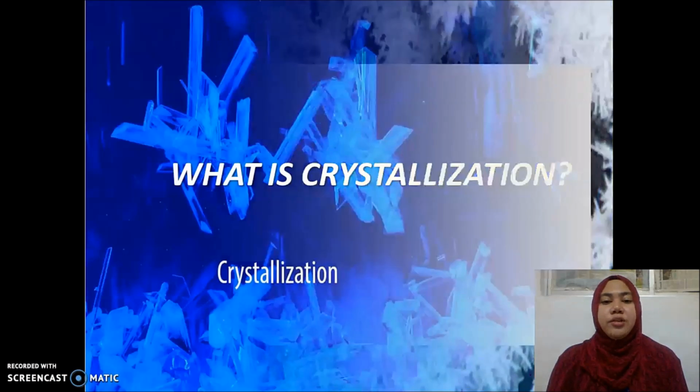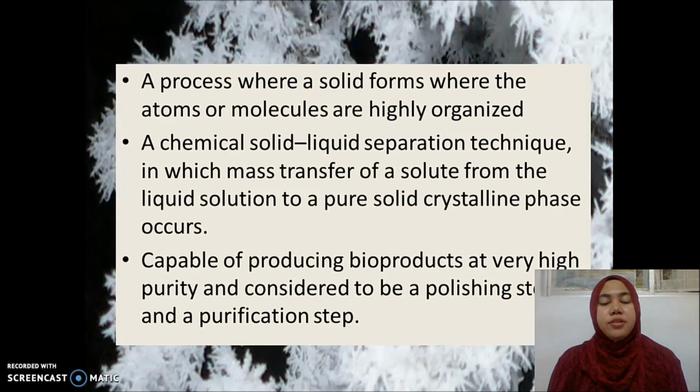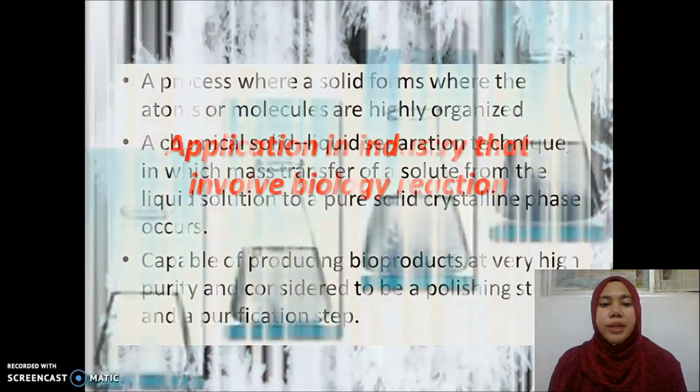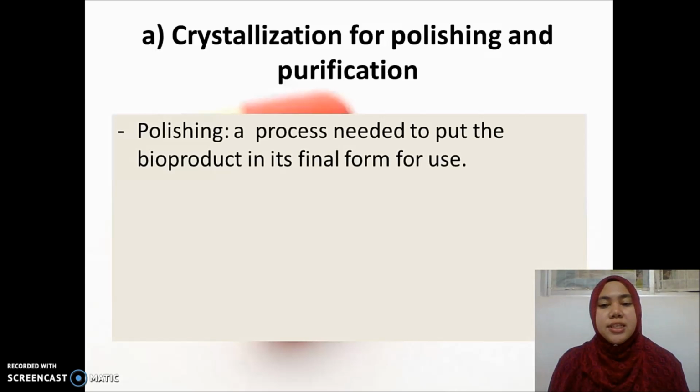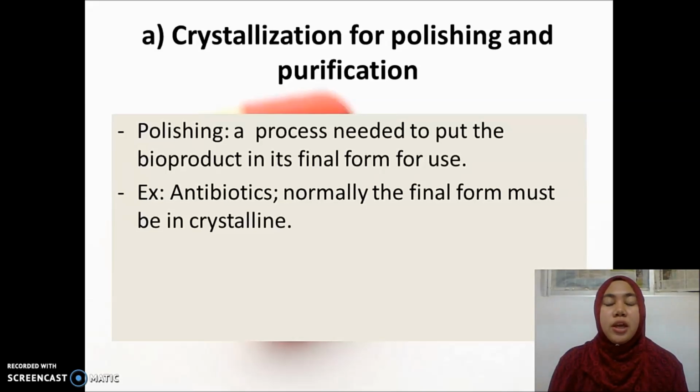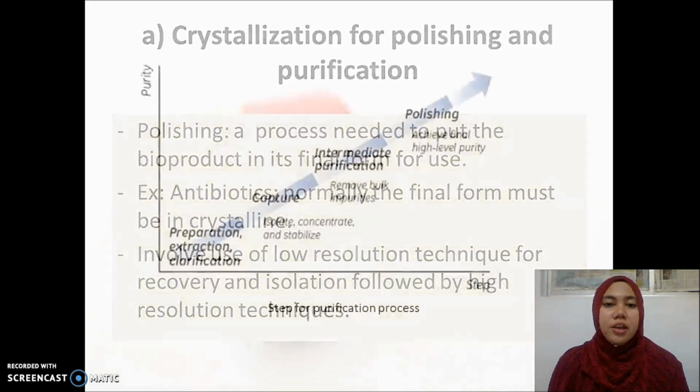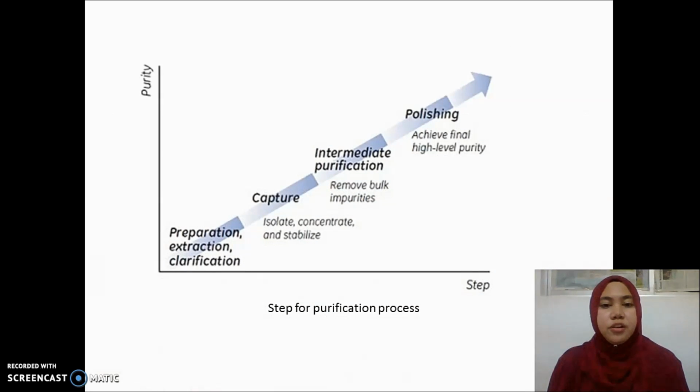What is crystallization? Crystallization is a process where a solid forms in which the atoms or molecules are highly organized. It is capable of producing bioproducts at very high purity. There are two applications, such as crystallization for polishing and purification. Polishing is a process needed to put the bioproduct in its final form for use, such as antibiotics that we usually use in crystalline form. So this one is a step in the purification process.